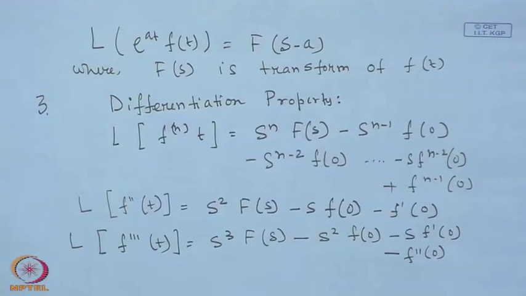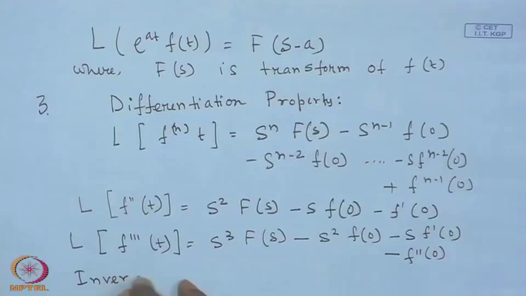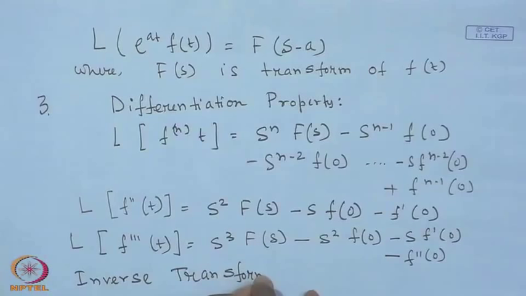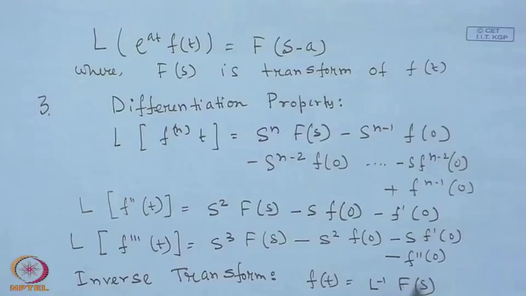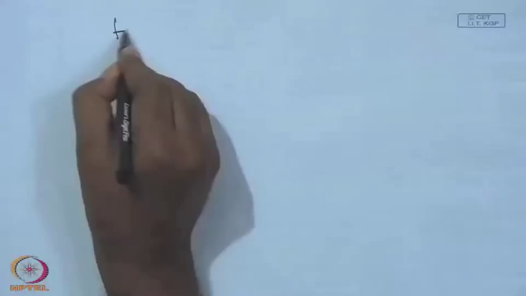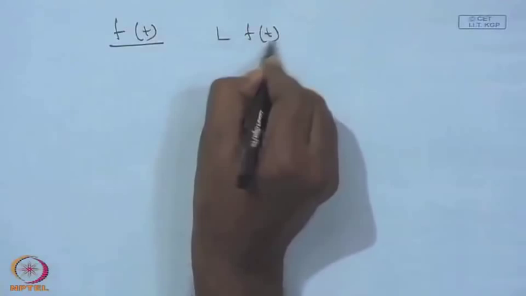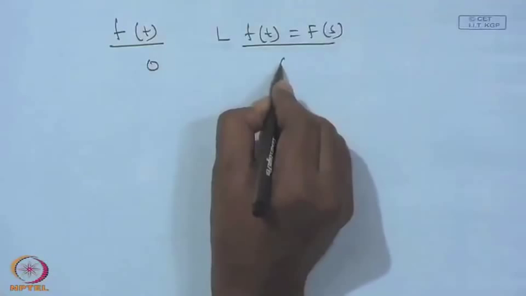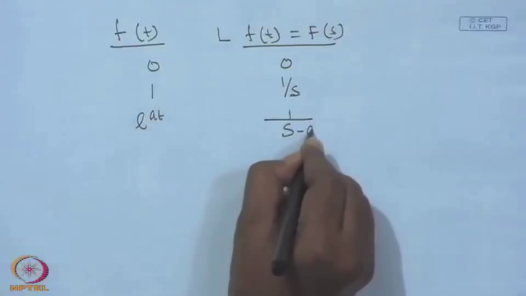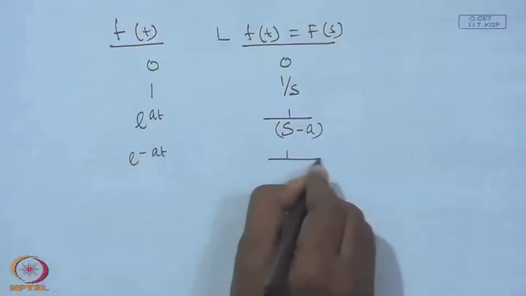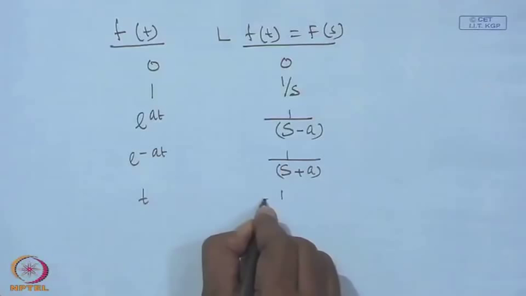Next, once we get the transform, we then get the inverse transform. What is the inverse transform? f(t) can be obtained by taking the Laplace inverse of F(s). So, we can get from the s domain to the t domain. Now, let us see some f(t) and the corresponding Laplace transforms in the s domain. For 0, this is 0. For 1, this is 1 over s. For e to the power a t, this will be 1 over s minus a. For e to the power minus a t, this will be 1 over s plus a. For t, it will be 1 over s square.